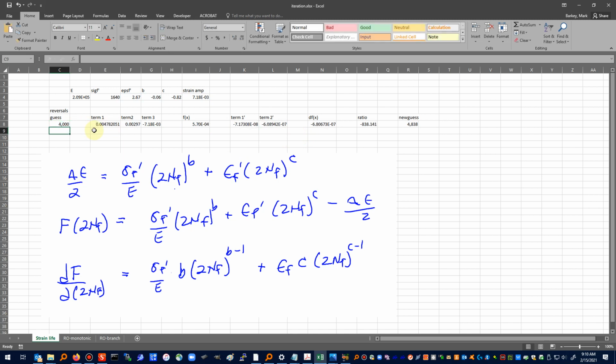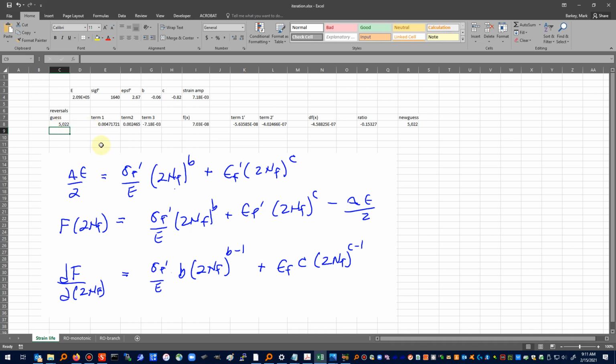All right, so let's take a guess at this. Let's say I'm going to guess that this would last 4,000 reversals under this strain amplitude. It's a pretty hefty strain amplitude. Okay, it comes back with a new guess of 4838. I can put that in here. It comes back with a new guess of 5016, 5022. And that looks like that's the answer.